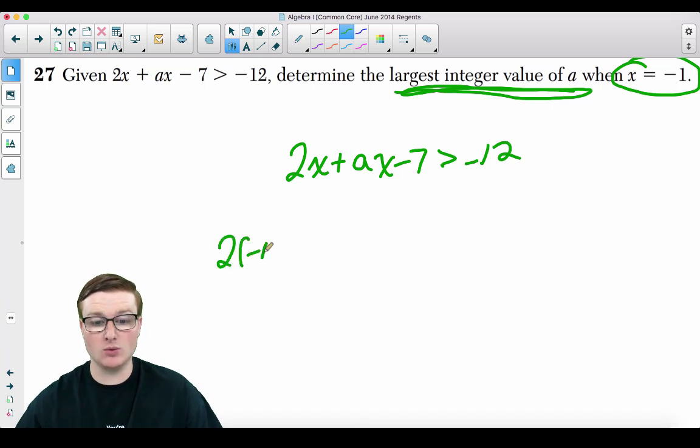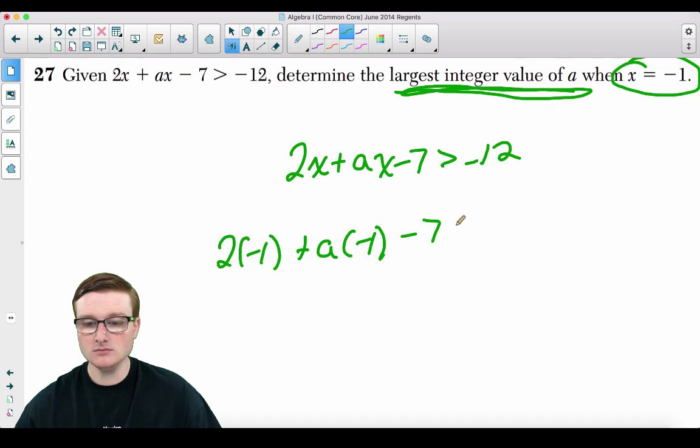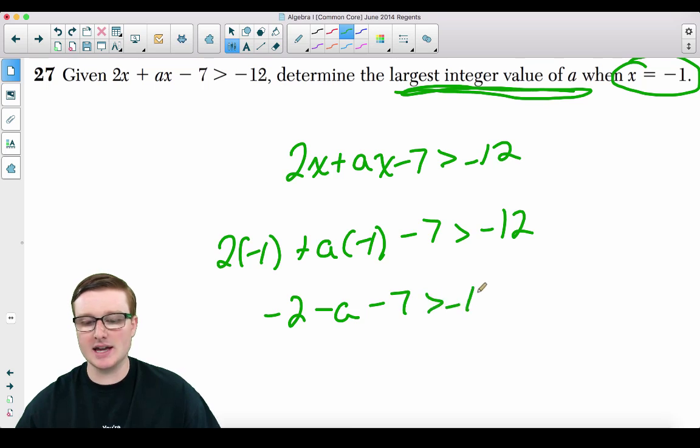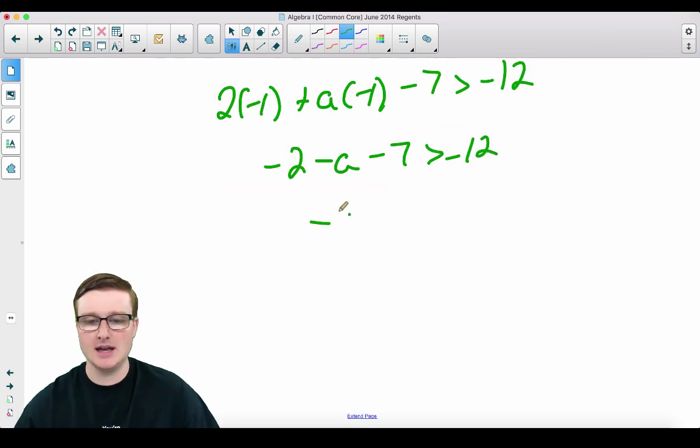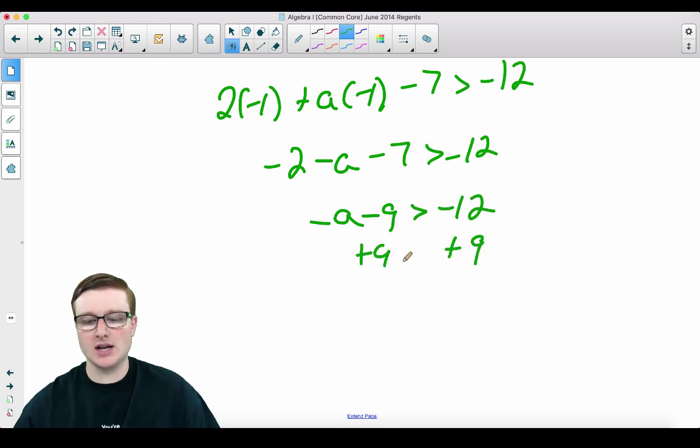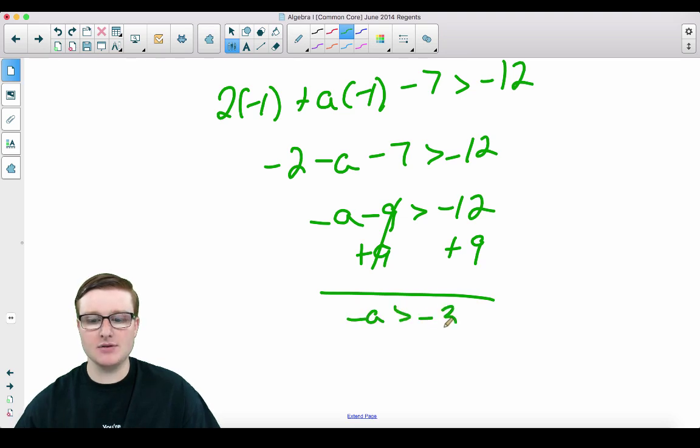and you plug in negative 1 for x. So 2 times negative 1 plus a times negative 1 minus 7 is greater than negative 12. Great. Negative 2 minus a minus 7 is greater than negative 12. I'm going to combine like terms. Negative a, negative 2 plus negative 7 is negative 9, is greater than negative 12. Add the 9 on both sides. We get negative a is greater than negative 3.